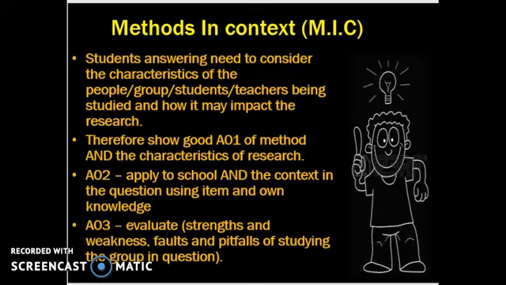Focusing on the top bullet point here, you want to make sure that you are giving examples of the characteristics of the people, the group, the students or teachers that are being studied, and what impact it will have on the research. So make sure you've got good AO1 of the method, apply it to the school and the context in the question, and make sure you are evaluating it by giving strengths and weaknesses and so on.